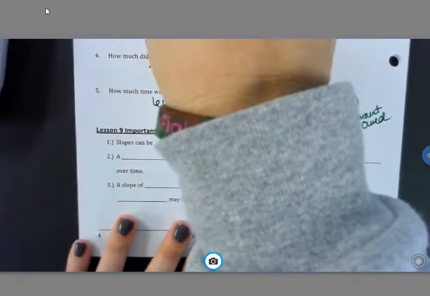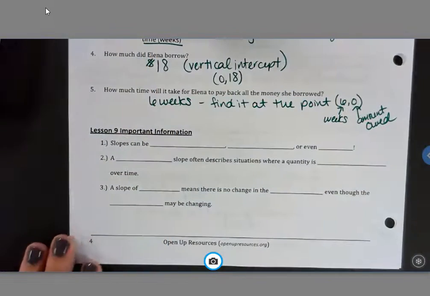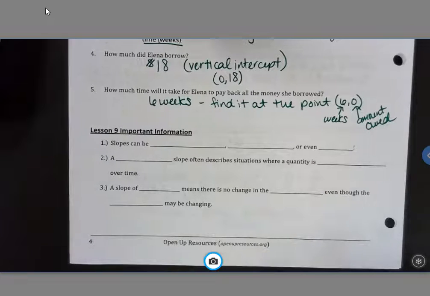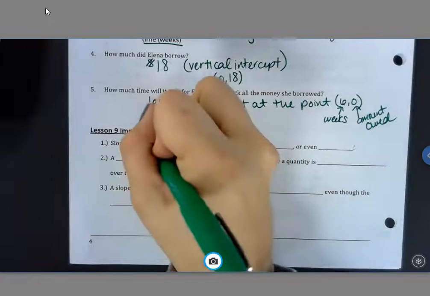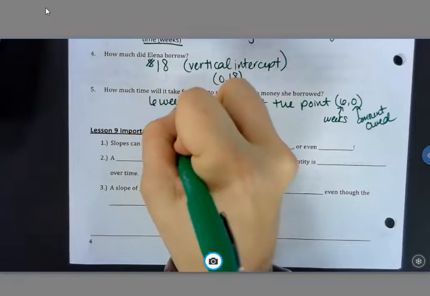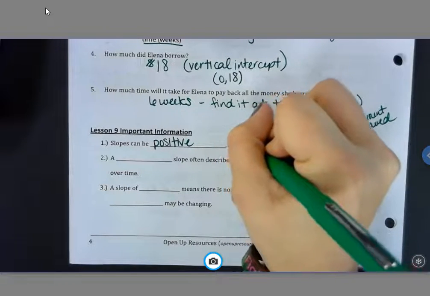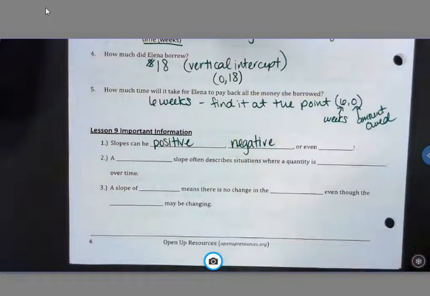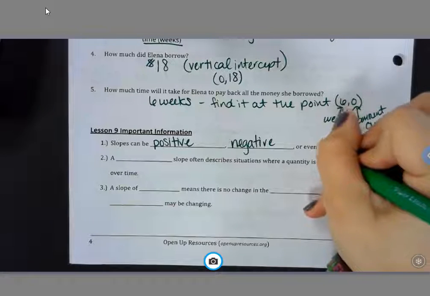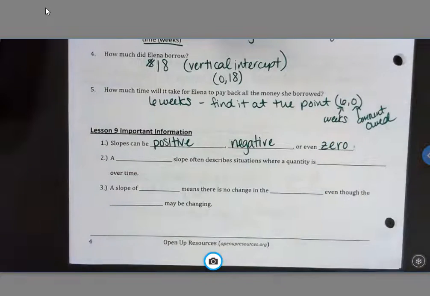All right, so let's finish up with the important information here. Slopes can be blank, blank, or even blank. Hopefully you know the 3 that we've talked about so far. So slopes can be positive. That's what we've worked with the most. They can now be negative, but they can also be 0.